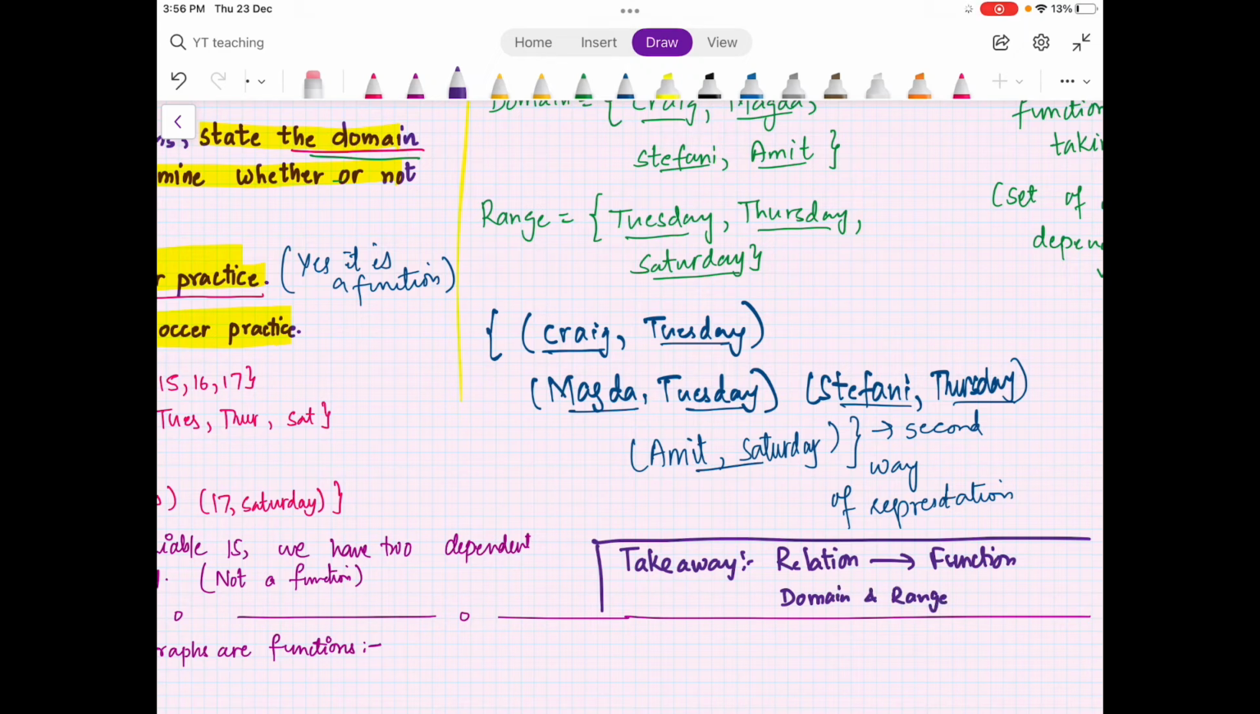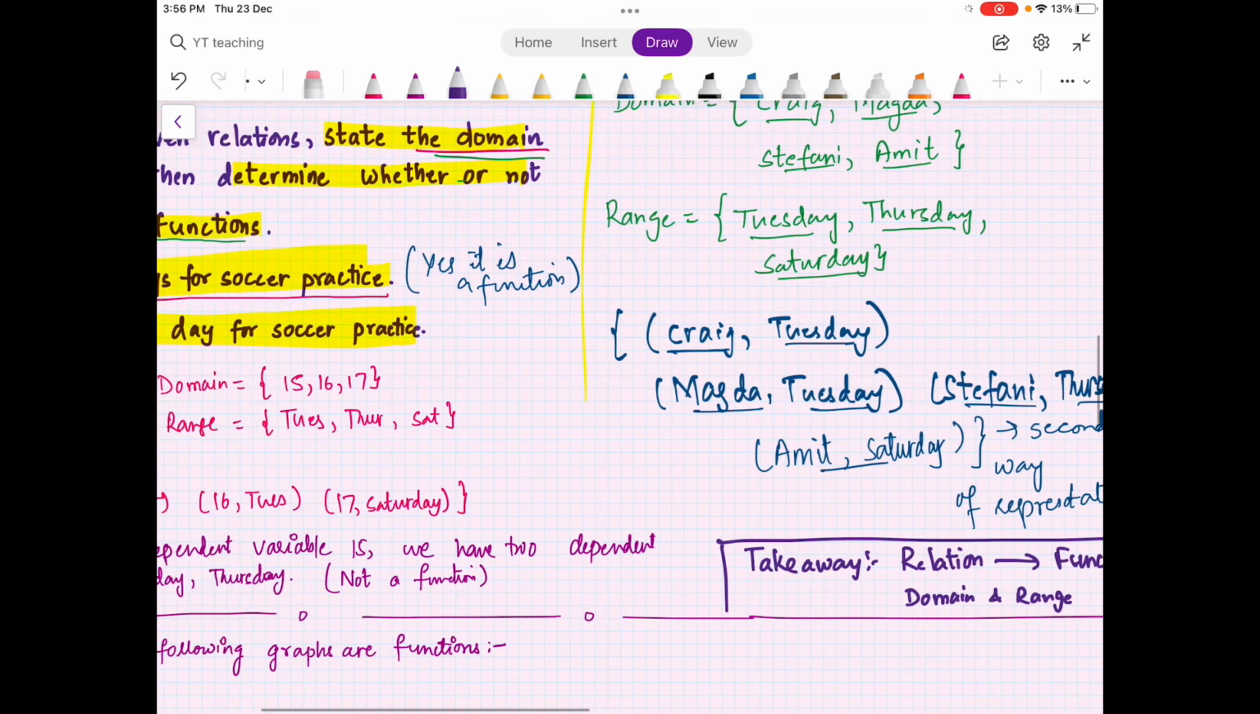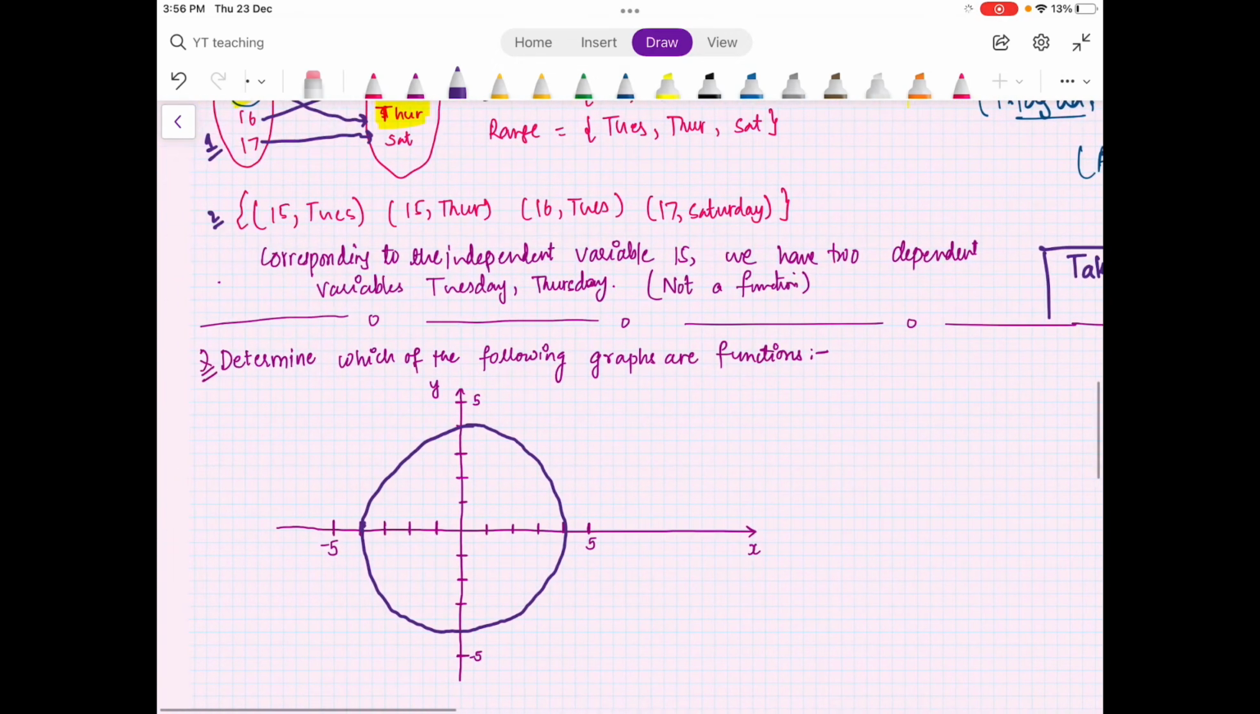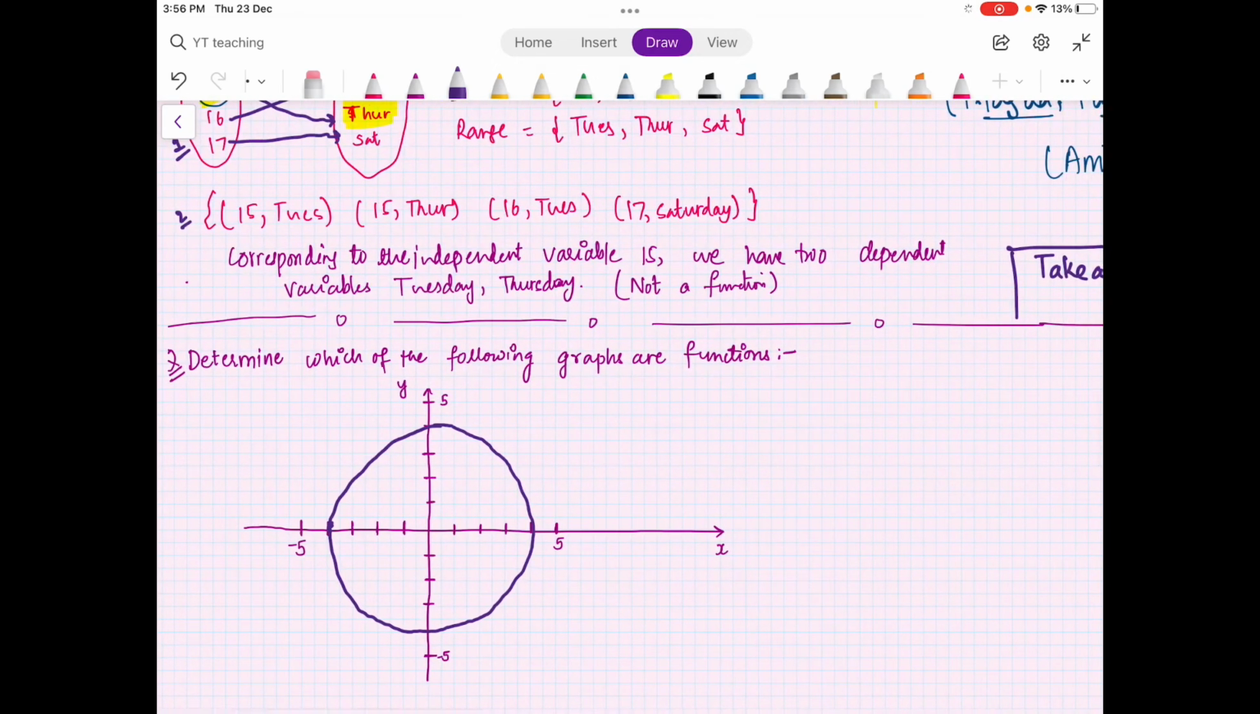And over time, when we practice more and more problems, you will be more comfortable with these things. Okay. So now I have put some practice questions, and I will tell you a test also. So here you see, determine which of the following graphs are functions.